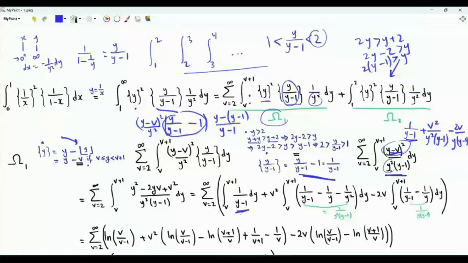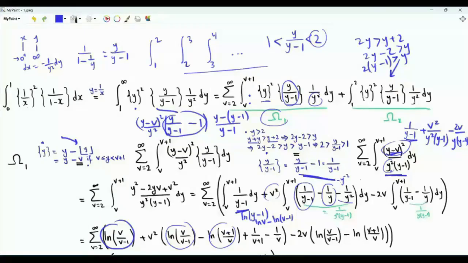The integral of 1 over y minus 1, that's the natural logarithm of y minus 1. When we use the limits of integration, this is ln v plus 1 minus 1, that's ln v, minus ln v minus 1, which is ln v over v minus 1. v squared divided by y squared times y minus 1 can be written as v squared, and then we have a bracket with 3 terms, 1 over y minus 1 minus 1 over y minus 1 over y squared. When we integrate, this gives us ln v over v minus 1. When we integrate this guy, we get ln v plus 1 over v.